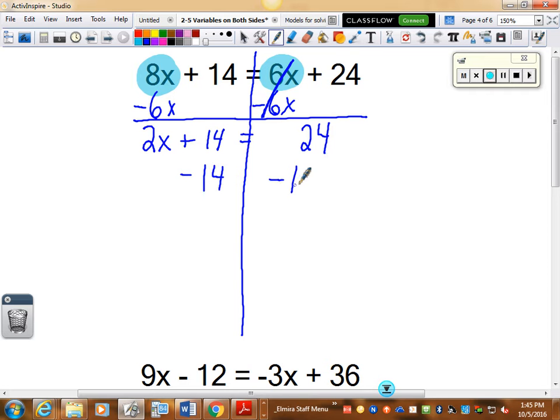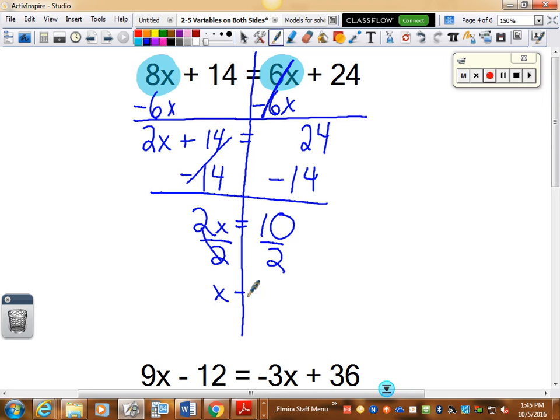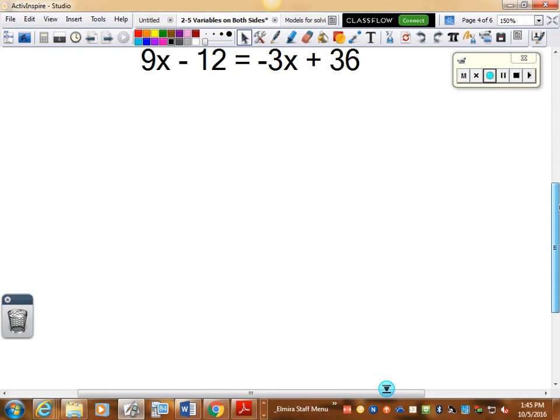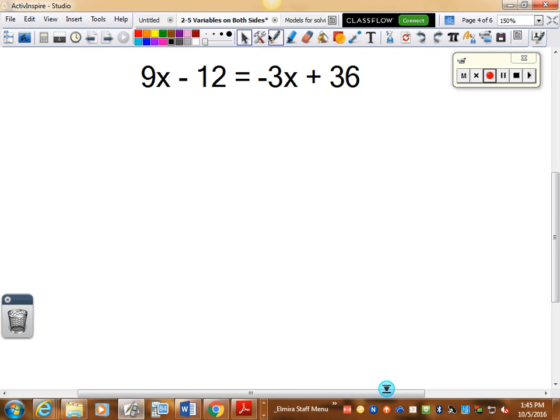Subtract 14, basic two-step, and divide by 2. Our next problem, if you really like this war analogy, is kind of fun to think about in terms of war. Okay, here's our equal sign.